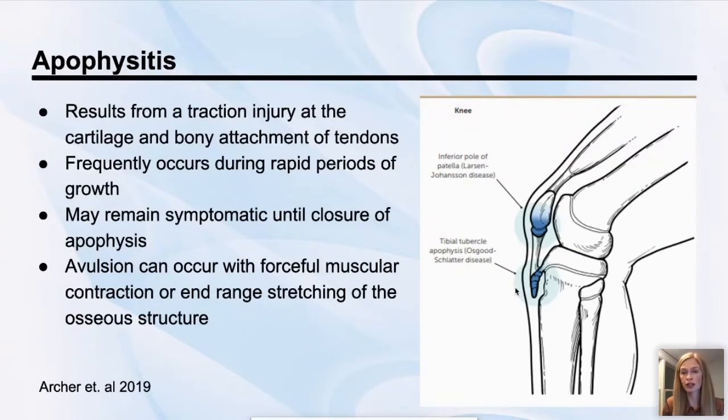So we have this picture here, and the two diagnoses that we're going to look at are Sinding-Larsen-Johansson syndrome, which is apophysitis of the inferior pole of the patella, which you can see my cursor right here, and then Osgood-Schlatter disease, which is right here at the tibial tubercle apophysis.